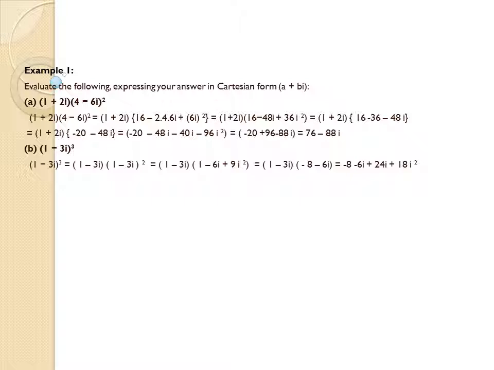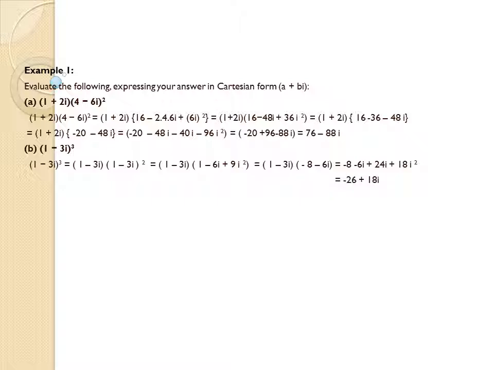that is (a minus b) whole square. So a square minus 2ab plus b square. So 1 minus 2 into 3i, that is 6i, plus (3i) whole square, that is 9i square, equal to (1 minus 3i), then (1 minus 6i plus 9i square), i square equal to minus 1. So 1 plus 9i square, so 1 minus 9, that is minus 8, and minus 6i. So if I just multiply this, minus 8 minus 6i plus 24i plus 18i square.